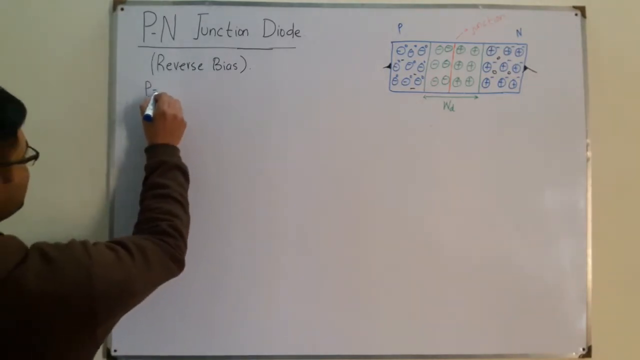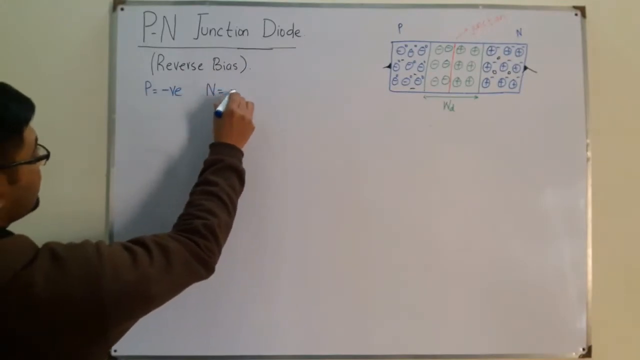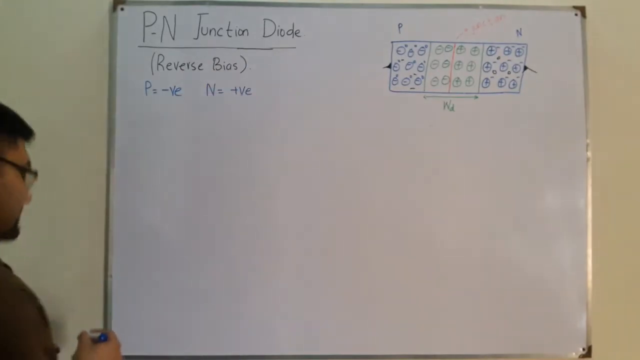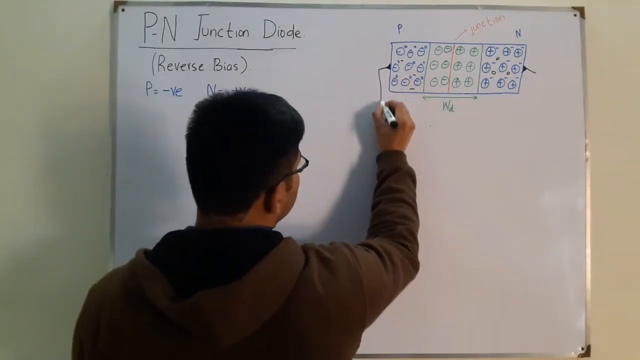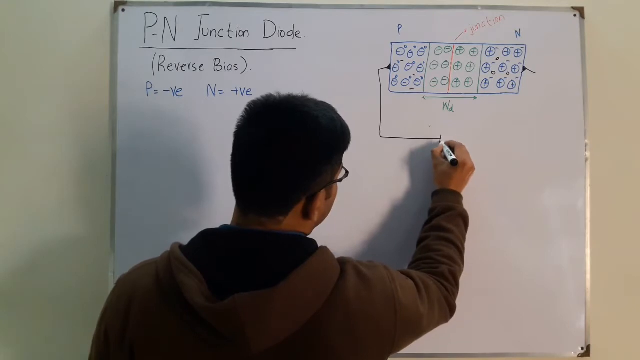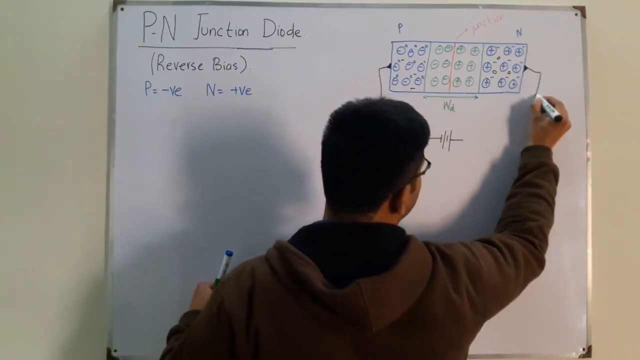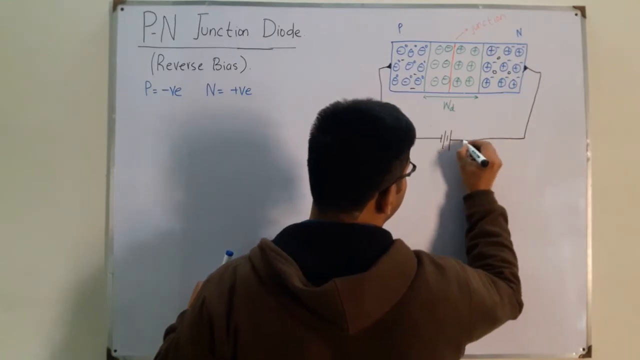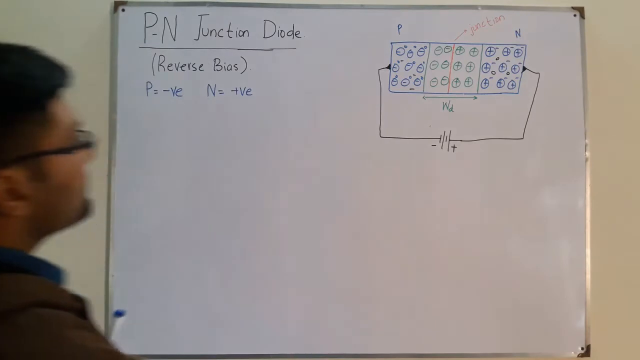The P side is connected to the negative terminal of the battery, and the N side is connected to the positive terminal of the battery. So have a look. Let me make the connections first. This is the negative terminal and this is the positive terminal. So they are connected in this way. All right. Now what happens if this is the negative terminal?